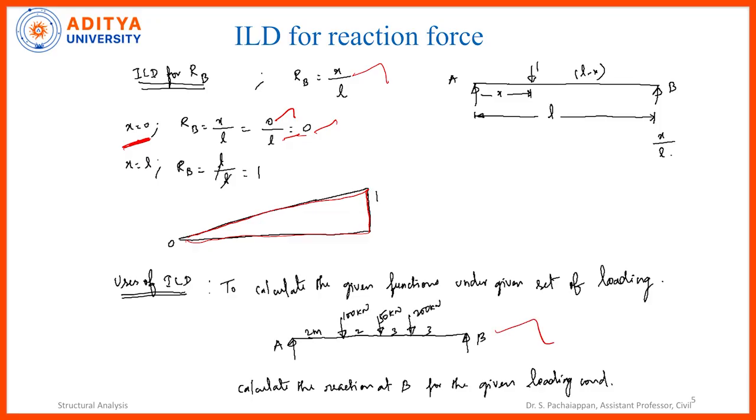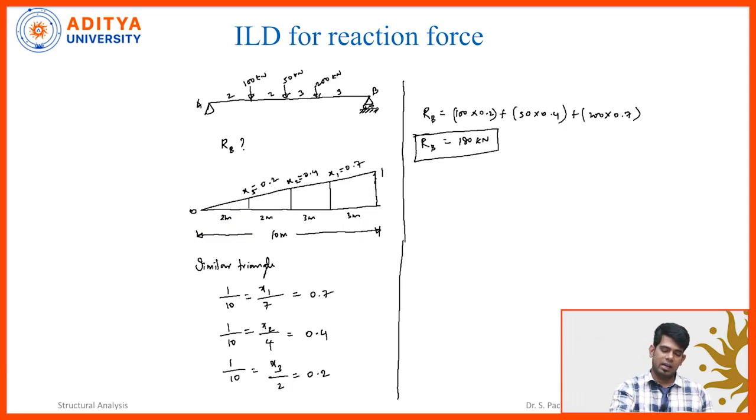The problem is a simply supported beam carrying 3 concentrated loads of 100 kilonewton, 50 kilonewton, and 200 kilonewtons, spaced at 3 meter intervals. Calculate the reaction at B for the given loading condition. Let's calculate. Once again I have taken the beam, and what am I going to calculate? I am going to calculate the RB value.